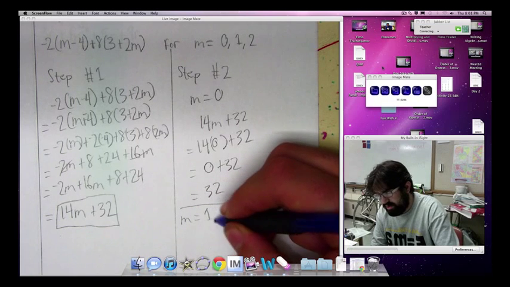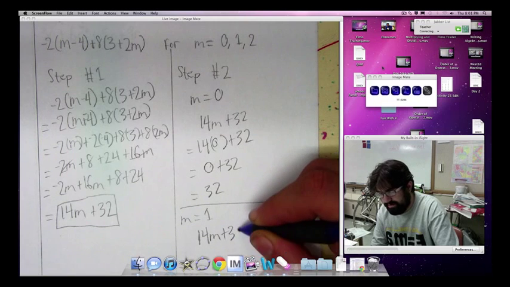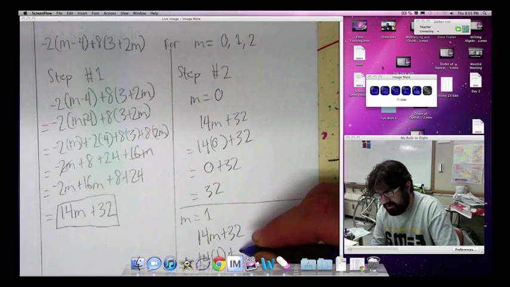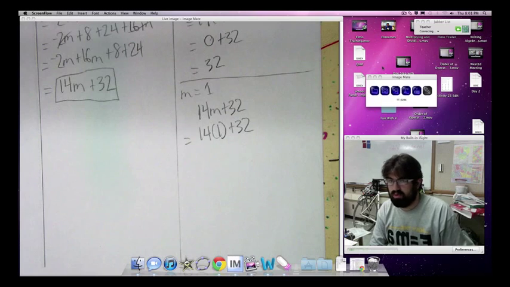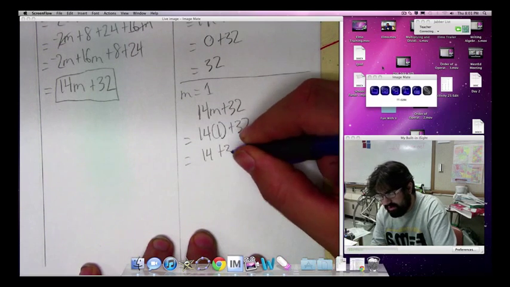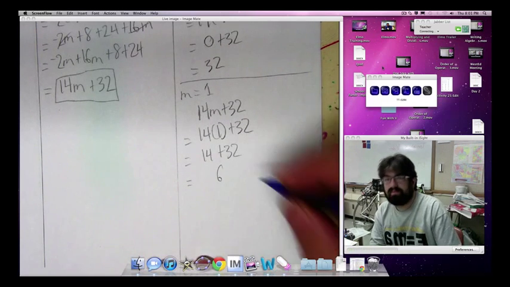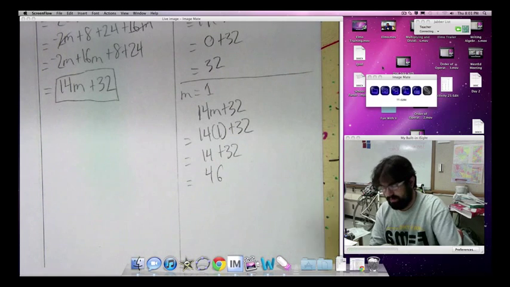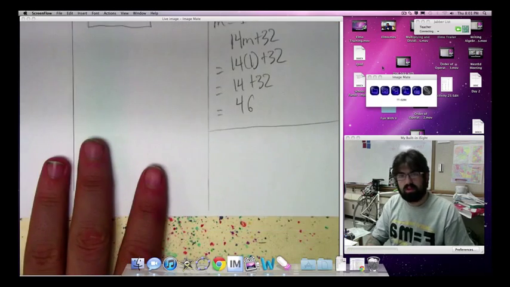Next, m equals 1. 14m plus 32 is equal to 14 times 1 plus 32. Again, I'm just plugging in for m, plugging 1 in for m. 14 times 1 is 14 plus 32. 4 plus 2 is 6. 1 plus 3 is 4. 46. Just going right on through.